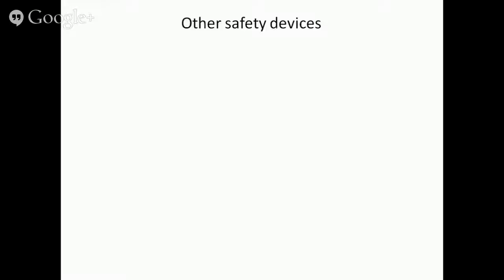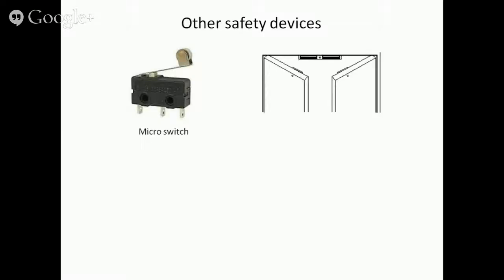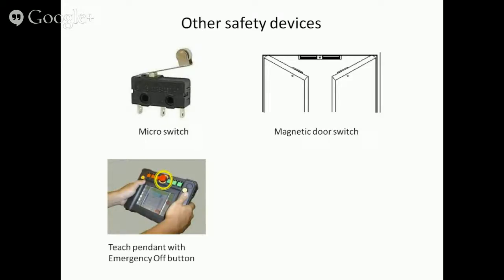Doors are monitored by microswitches, which I've studied already in the previous lecture, or magnetic door switches. Teach pendants are equipped with an emergency off button. And handheld permission switches may be used for light curtain muting and other muting procedures.